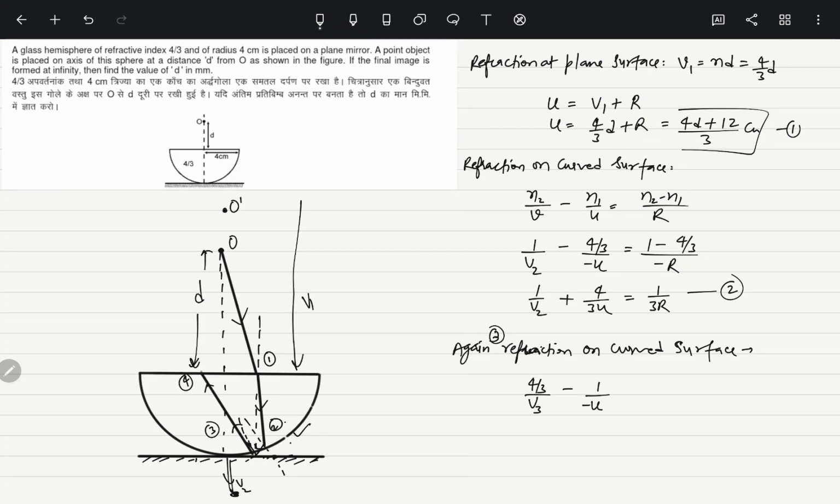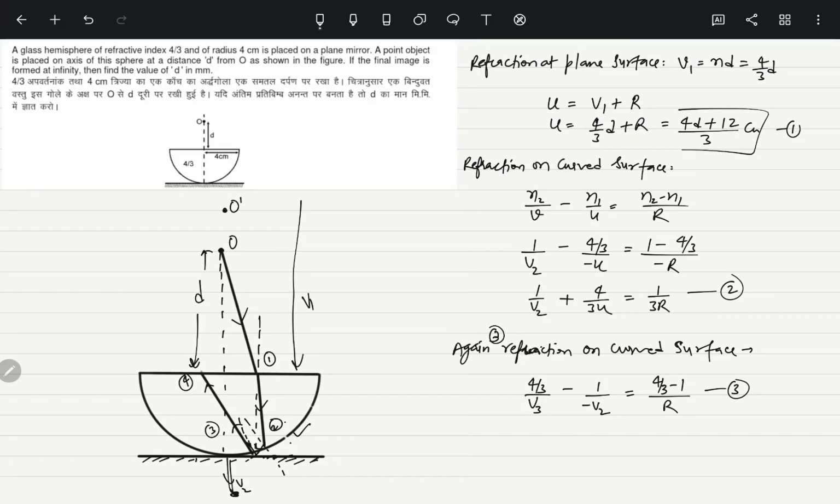Okay, so this u is the object for this curved surface, but this u is nothing but v2, right? So we can put v2 in place of u, is equal to 4 by 3 minus 1 upon r, and r will be positive here, right? Okay, so this is the third equation we are getting.